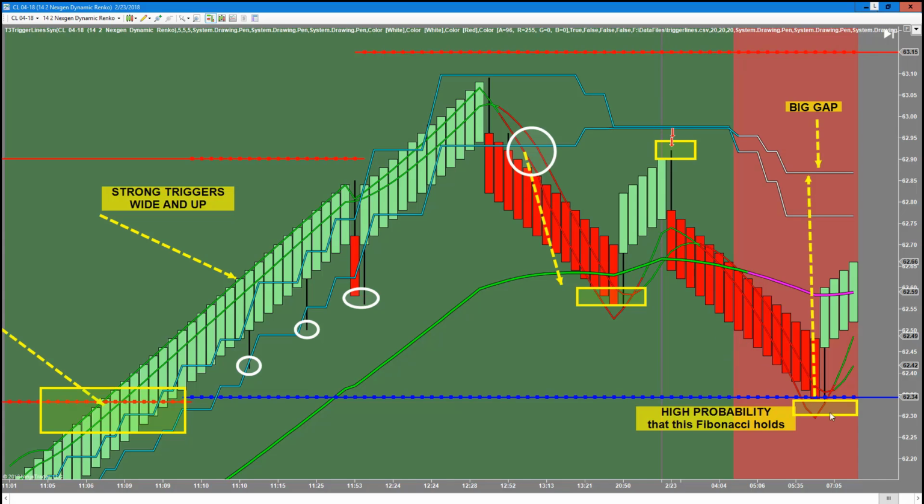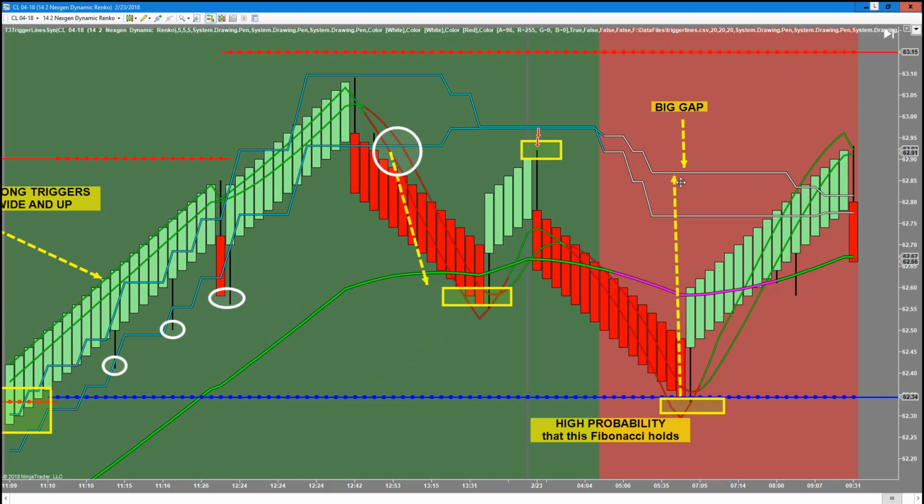Then as we reach support, we have to evaluate again. Where are the small triggers? Yes, they're pretty strong down into the area. However, that is trumped by the fact that we have this big gap. And this is really the outcome of what we're looking for when we have a big gap. And then, again, we go right back to the same thought process.